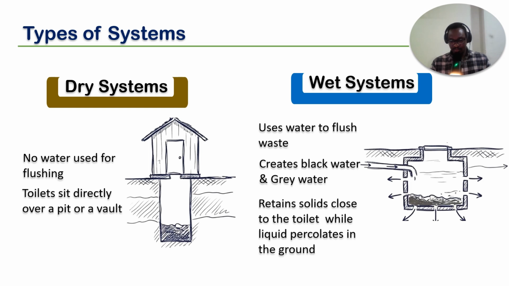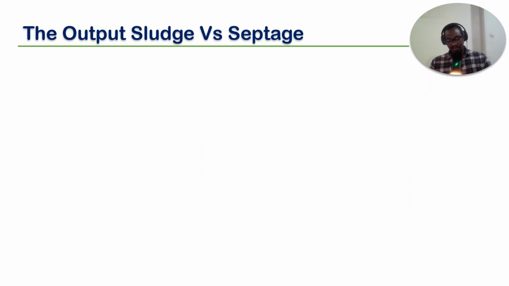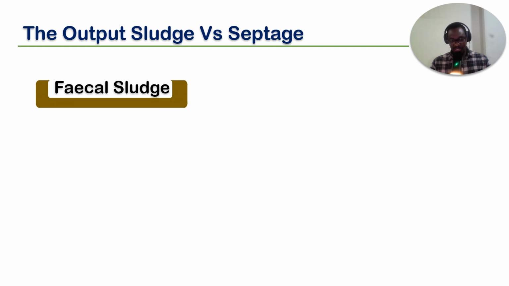So having understood the different type of systems, one of the determinants of the type or choice of sanitation technology is usually availability of water, and that is what determines the type of system the client or the community is to use. Now, here we're looking at the output discussion between fecal sludge and then septage. Remember, fecal sludge is from a pit latrine. Septage comes from the septic tank.